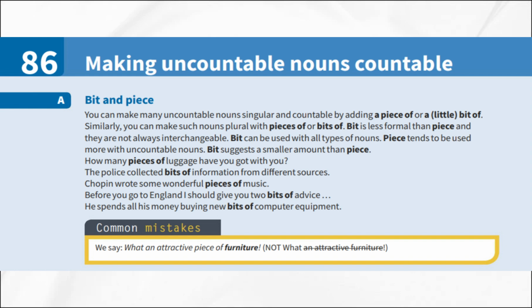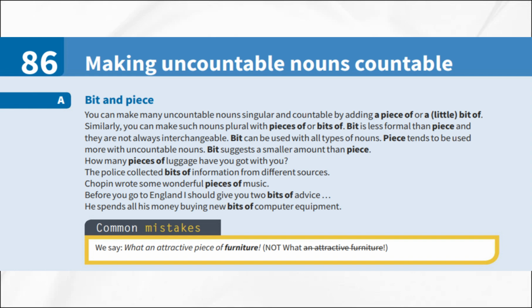Here are some examples. How many pieces of luggage have you got with you? Luggage is uncountable, so we use pieces to count it. The police collected bits of information from different sources. Information is uncountable, but we can use bits to refer to small individual items. Chopin wrote some wonderful pieces of music. Music is uncountable, but we can talk about individual compositions as pieces.